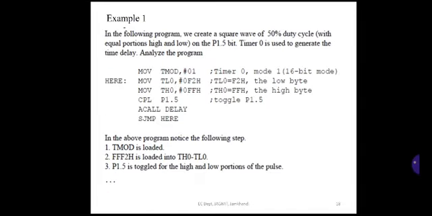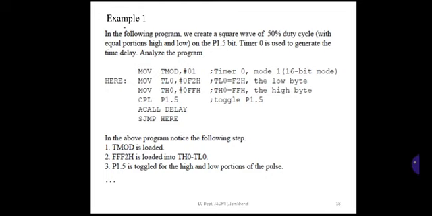We will see an example. In the following program, we create a square wave of 50% duty cycle with equal portions high and low. That means 50% duty cycle means there are on period and off period. Both on period and off period must be same. That's why it is 50% duty cycle on the P1.5 bit.